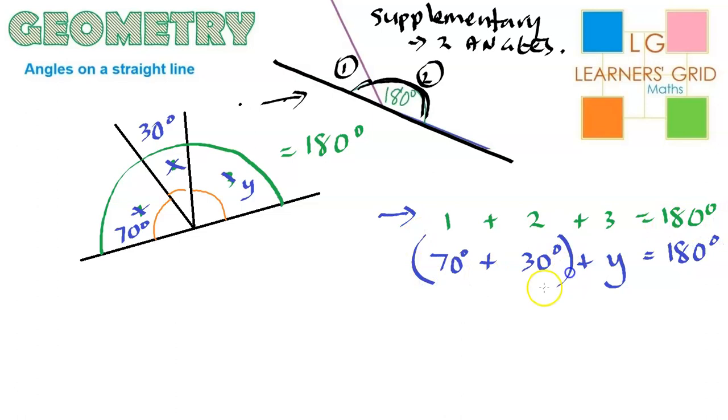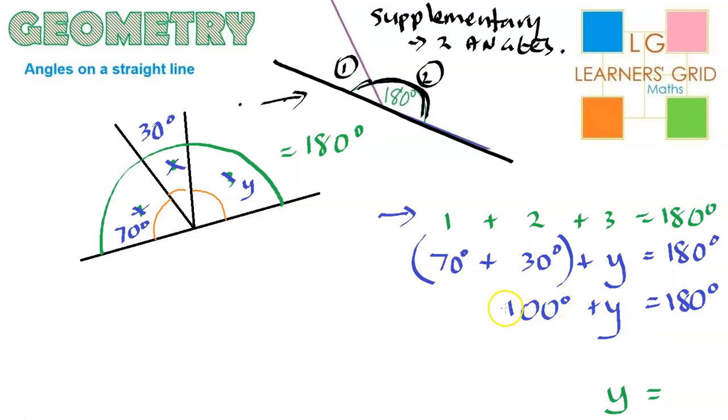Let's tidy up by collecting like terms. 70 plus 30 is 100, so that's 100 degrees plus y. We still don't know what y is, but we're going to get there very soon. And that all equals 180 degrees. I need to make sure that on the left-hand side I'm left with y. At the moment, on the left-hand side, I've got 100 plus y. I want to get rid of this 100.